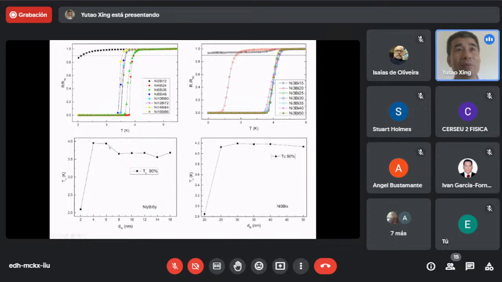But the other samples seem like oscillation. And then there is another series of samples here. You see here, it's not a complete superconducting transition. For this reason, TC is quite low, and I cannot conclude this oscillation. But the first one here is much better.